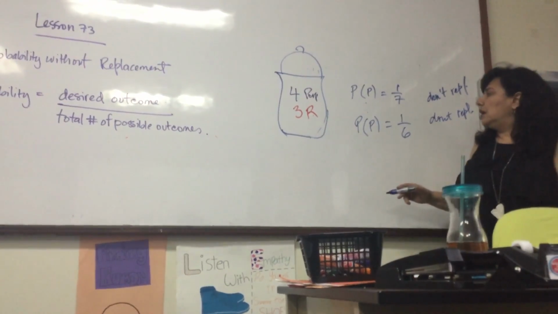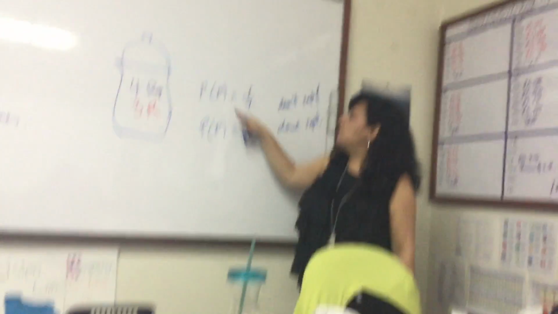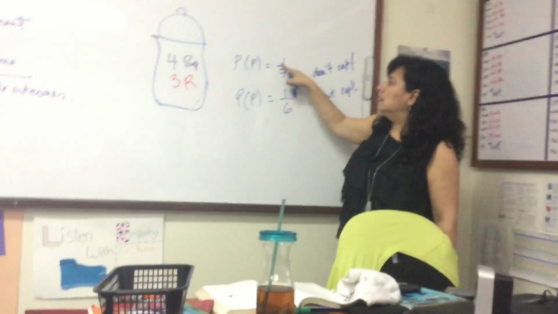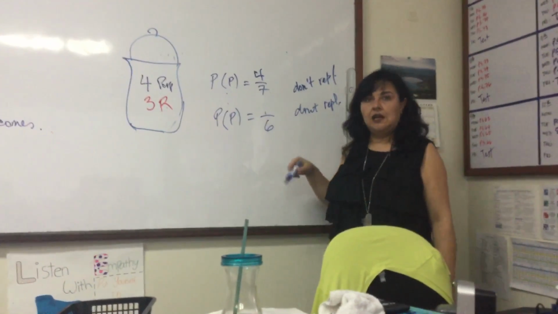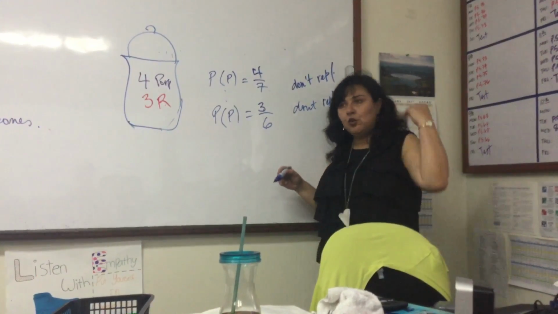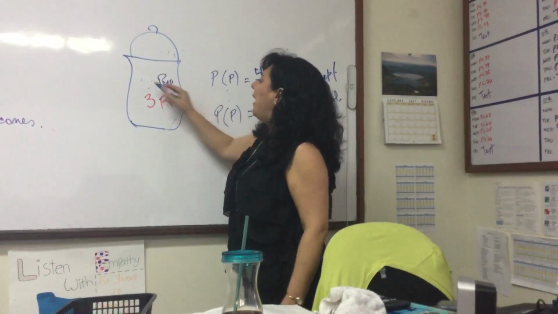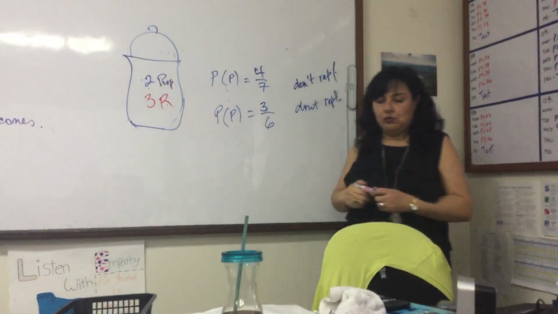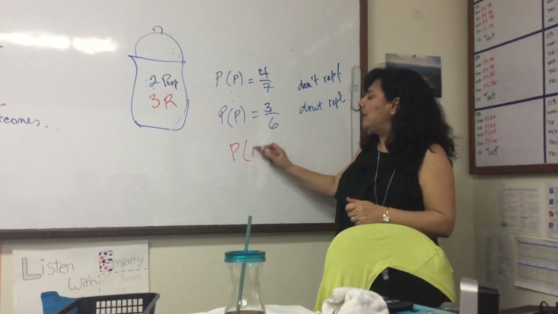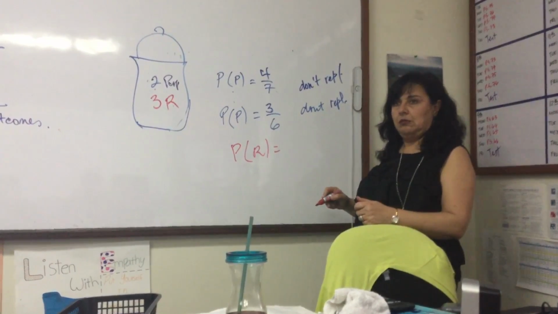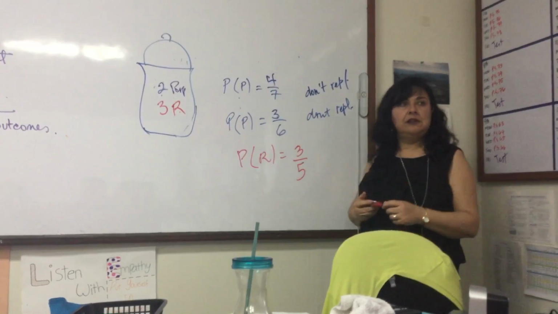And actually, this is not true. This is not 1 over 7. It's 4 over 7, I had 4. And this one is 3 over 7, because I already took one out, I only have 3 left. Now I've got 2 out. I didn't replace them. So what's the probability that I am going to pull out a pink marble? 3 out of 5.